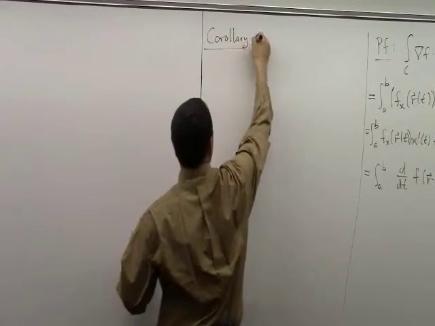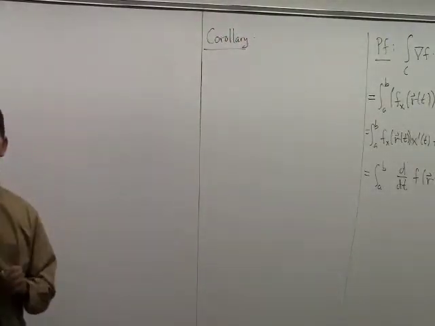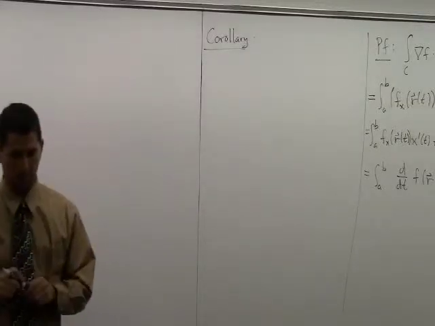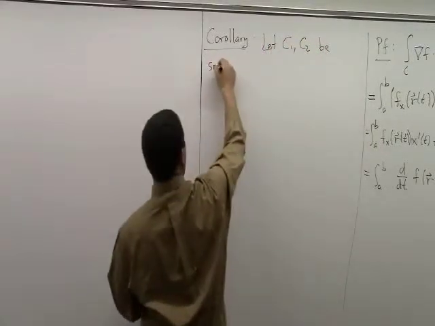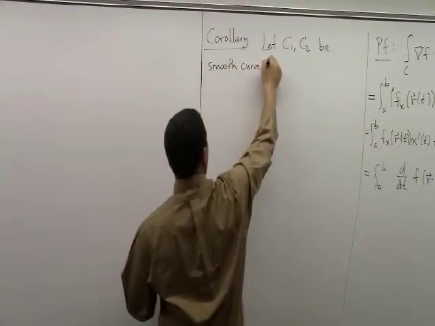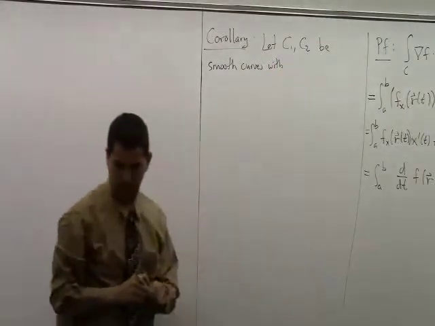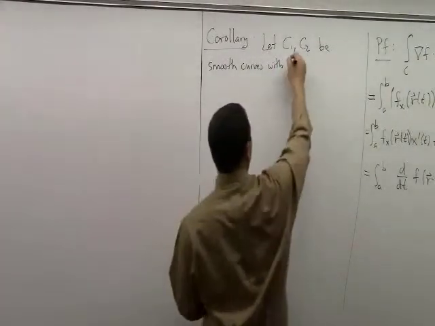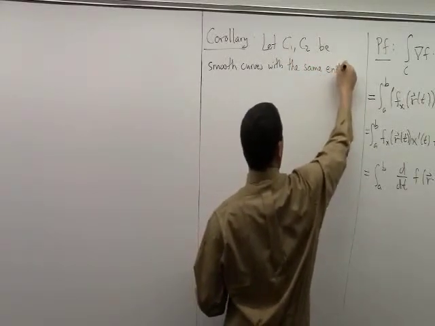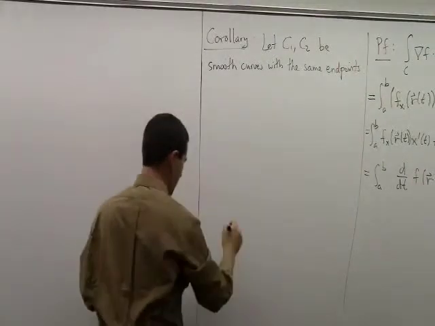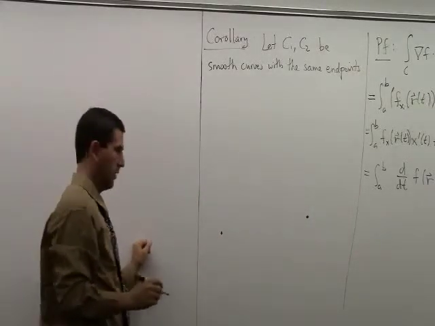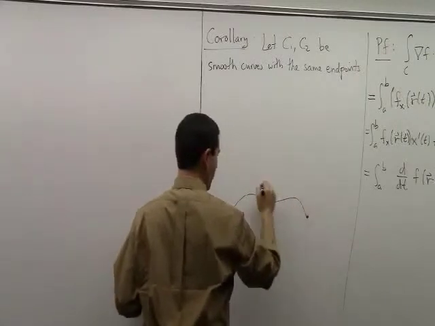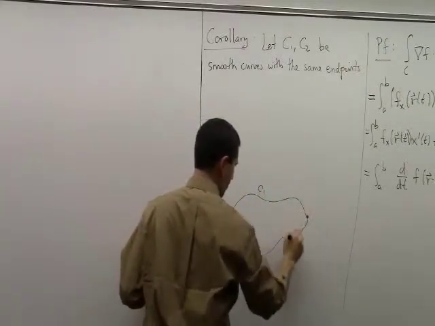Let's do a quick little corollary to this. And I think I might have mentioned this last time, but we'll write it down formally. So let's let C1 and C2 be smooth curves, and I guess I should say with the same endpoints. So let me draw a picture before I state what's going on. You have two points, and I have a curve C1 and a curve C2.